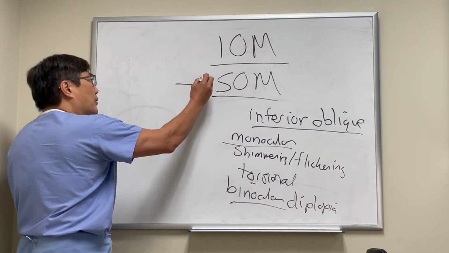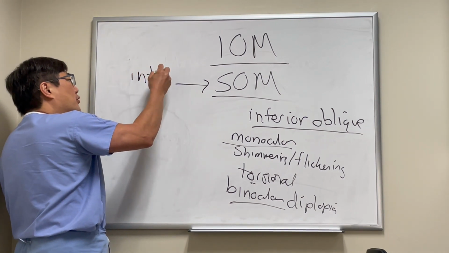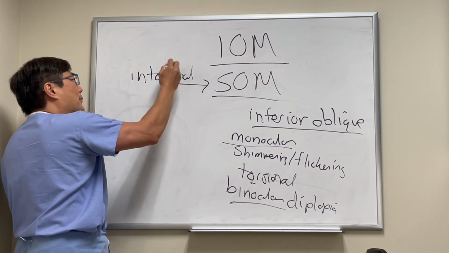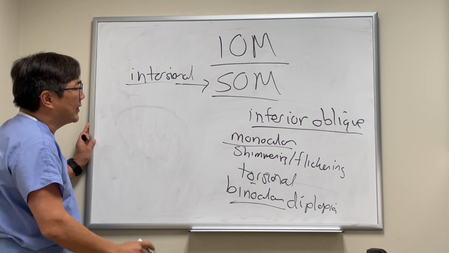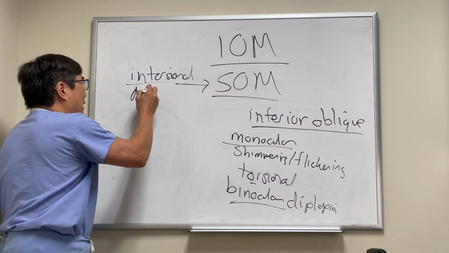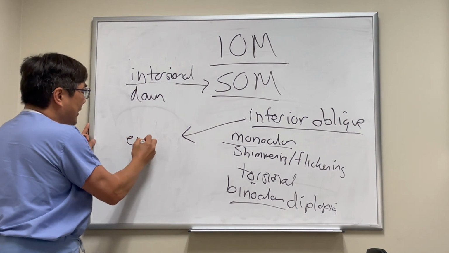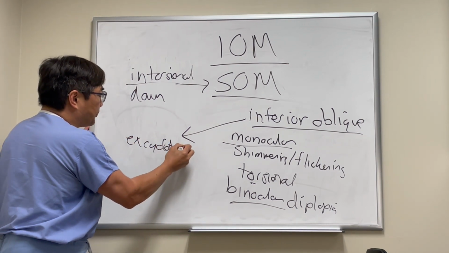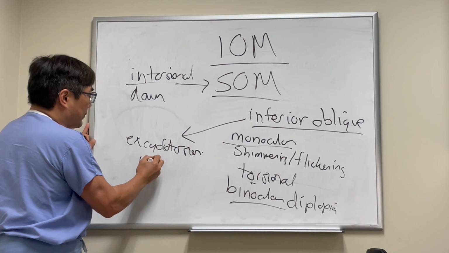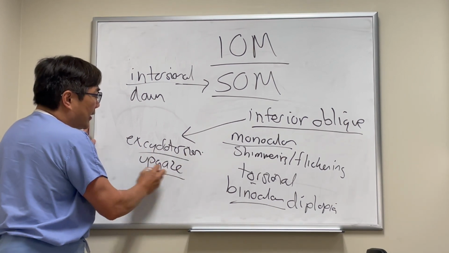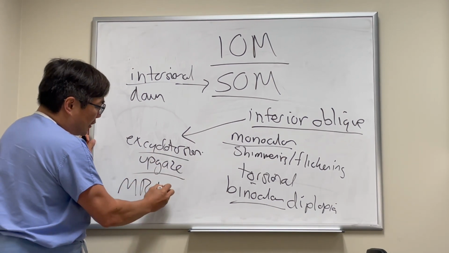And with superior oblique myokymia, it's usually intorsional because the primary action of the superior oblique is in torsion, and it's usually worse when they look down. But in inferior oblique myokymia, it's an extorsional movement, and it's going to be worse when they look up. You can do an MRI scan, but it's usually normal.